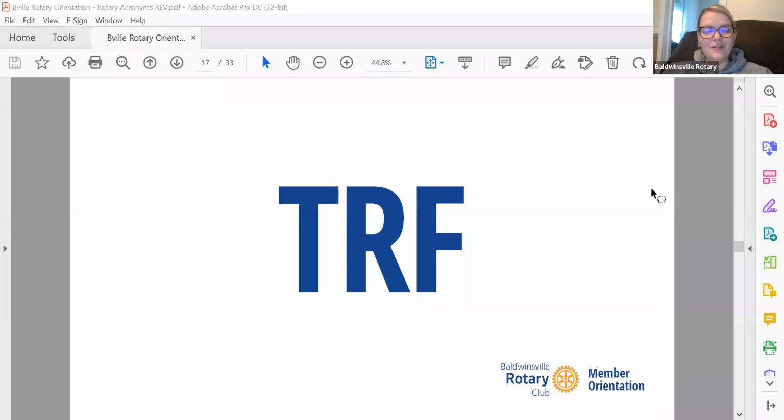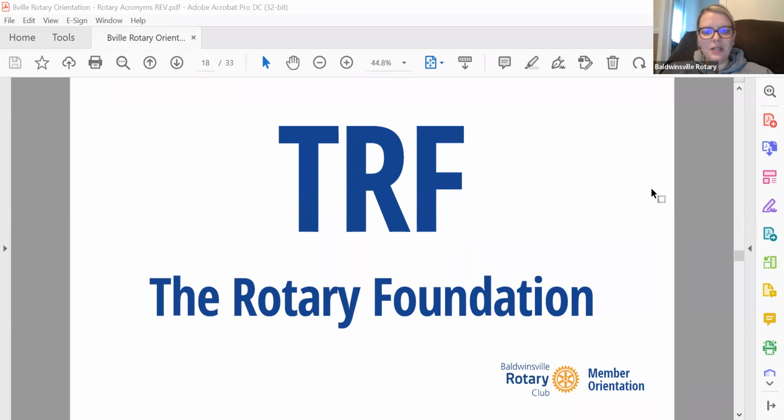TRF. We still got an R in there, so you can probably guess what that stands for, but there are some new letters in there we haven't seen yet. So TRF stands for the Rotary Foundation. Sometimes this is called the Rotary International Foundation, but TRF is its acronym, and this is our charitable arm of Rotary where we raise money and use it to allocate for grants and projects that are done around the world and including here in Baldwinsville.